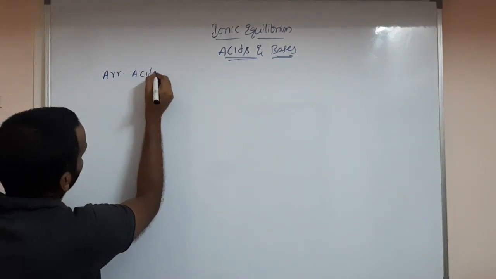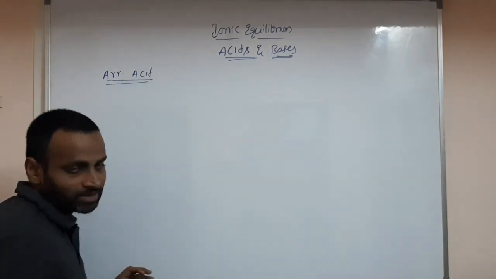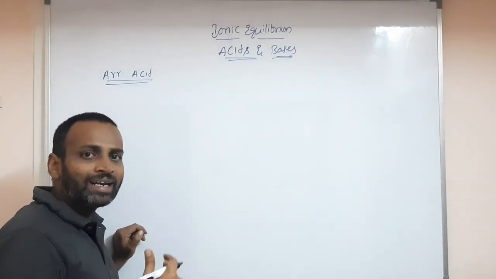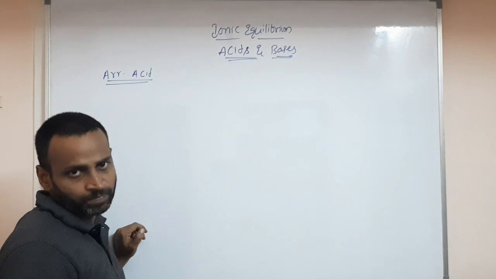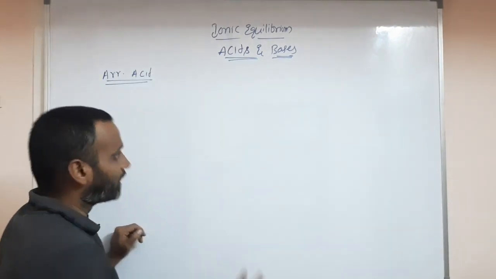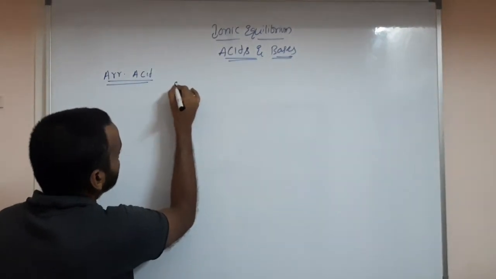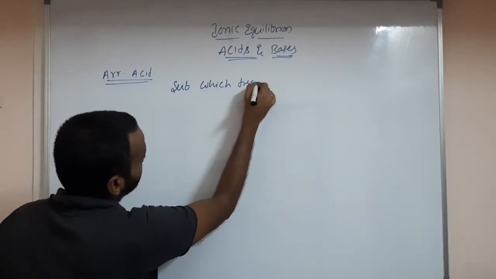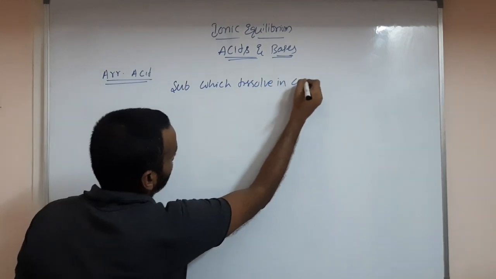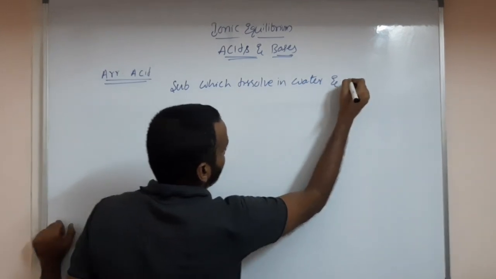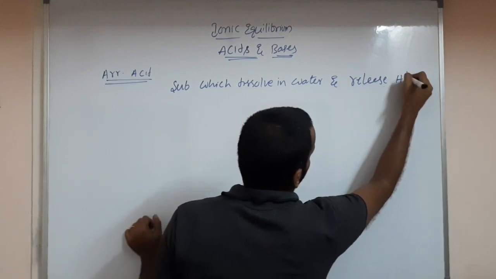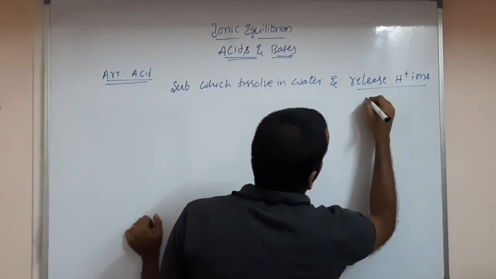First you have Arrhenius acid and base. What is an Arrhenius acid? The substance which dissolves in water and releases H plus ions to water. Very simple. I repeat, an Arrhenius acid means a substance which dissolves in water and releases H plus ions to water.